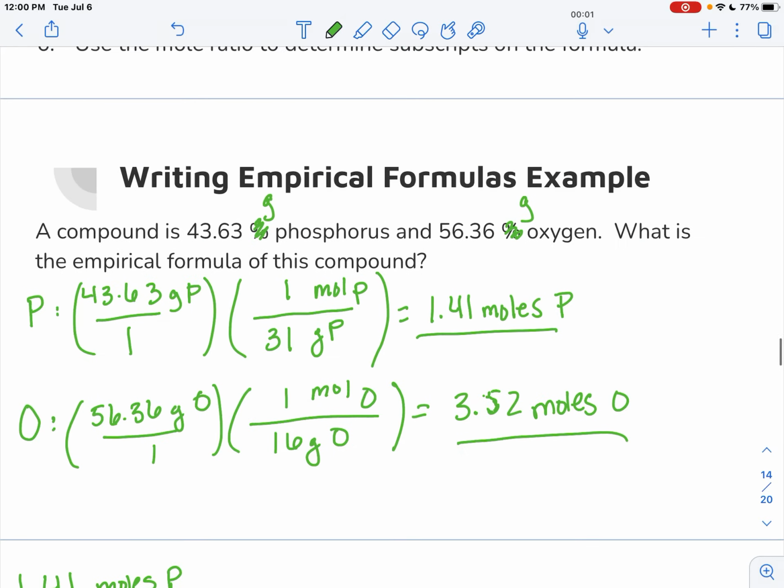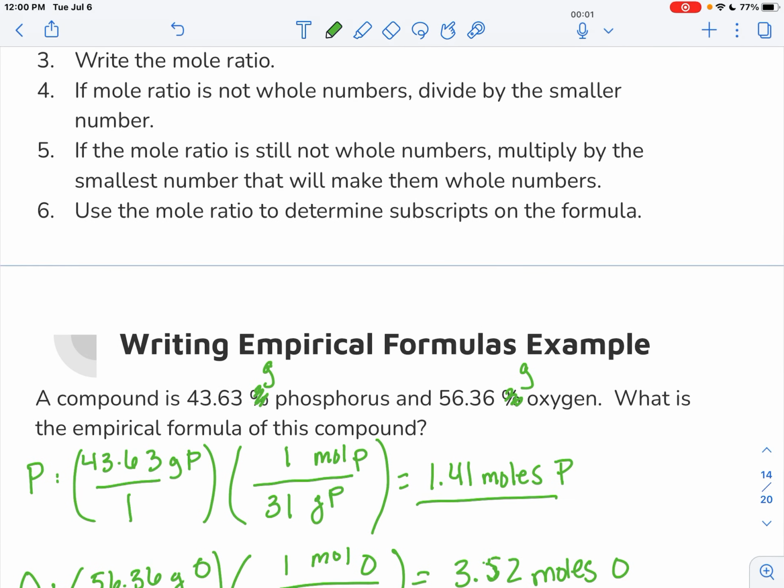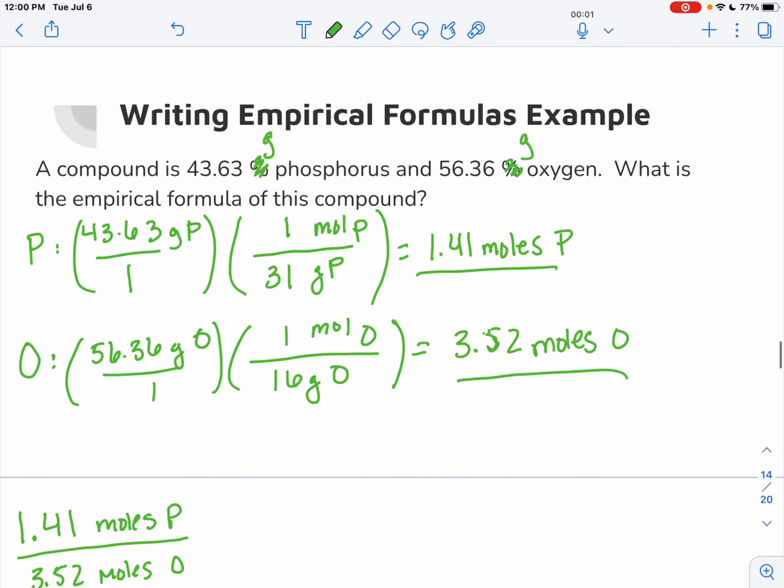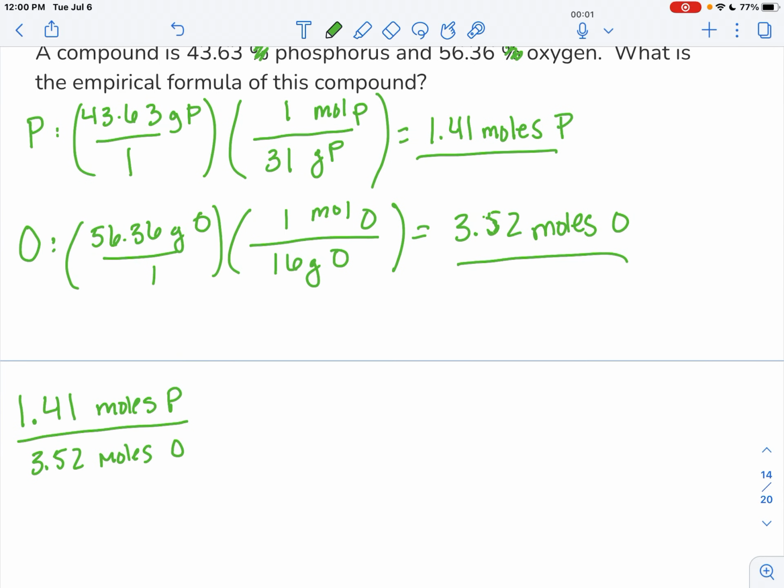So the next thing you're going to do, number 4, if the mole ratio is not whole numbers, divide by the smaller number. So we'll get to the point where we say it's close enough to a whole number. It has to be 0.0 or 0.9 to be close enough to a whole number. Now this is 0.4 and 0.5, so those are definitely not close enough to a whole number. So what we're going to do is divide both of them by the smaller number. So 1.41 is the smaller number. We divide both of them, and we get 1 mole phosphorus and 2.5 moles oxygen.